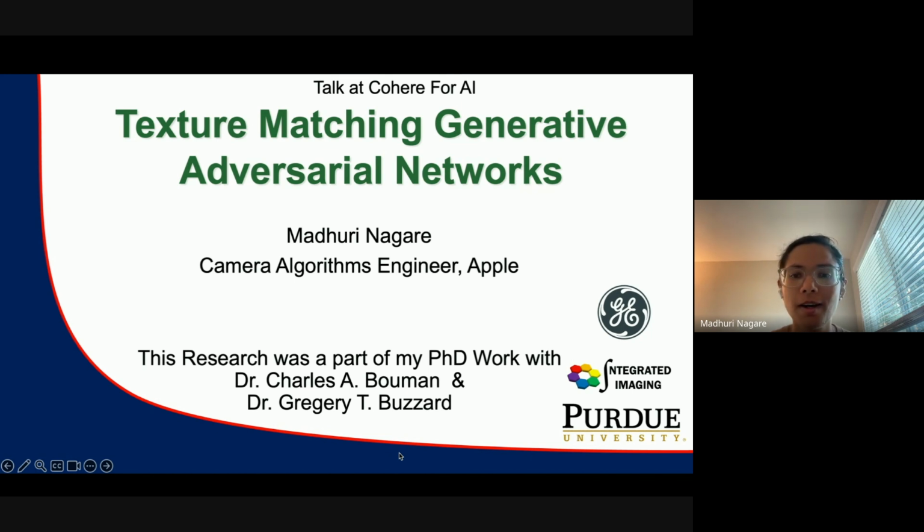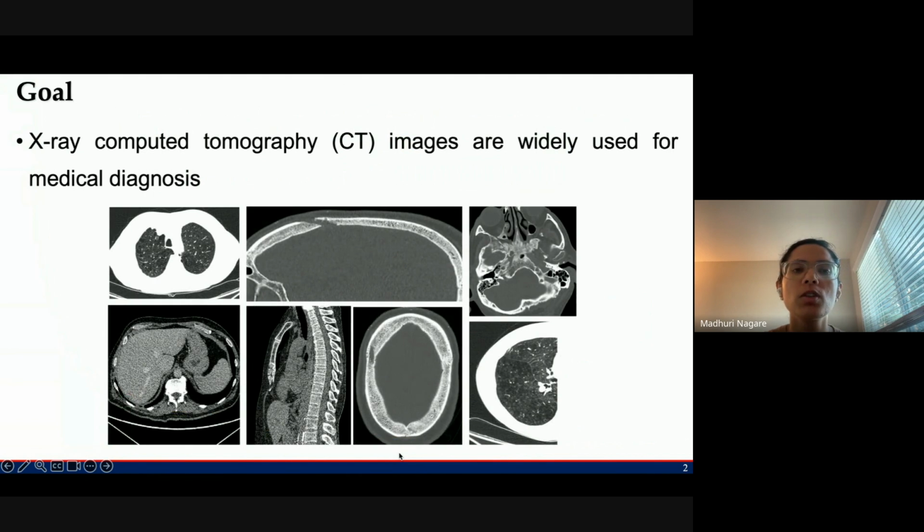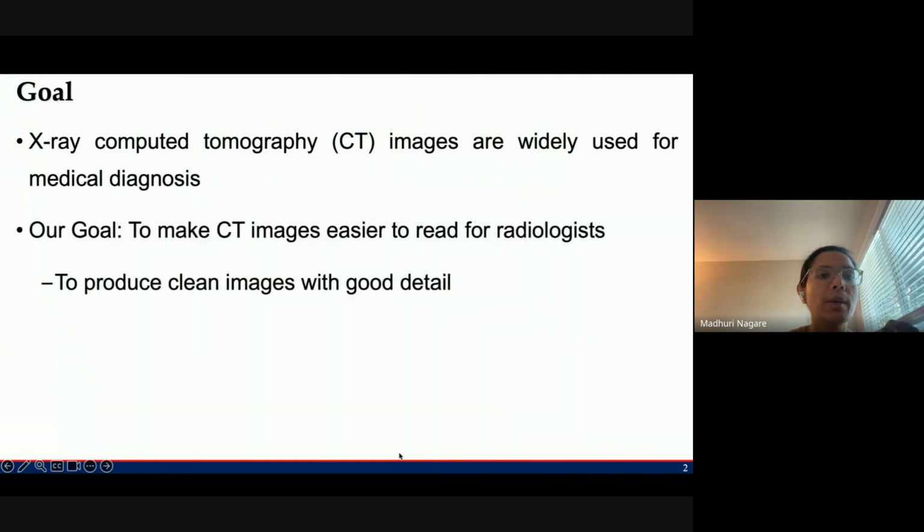Let's get started. The goal of my research was to enhance X-ray CT images. X-ray CT, or computed tomography, images are widely used in medical diagnosis. Radiologists or clinical experts can look at these images and do medical diagnosis. So it is very important to have very clean images with a good amount of detail. That is the ultimate goal of this research.